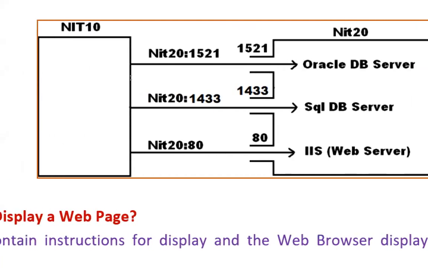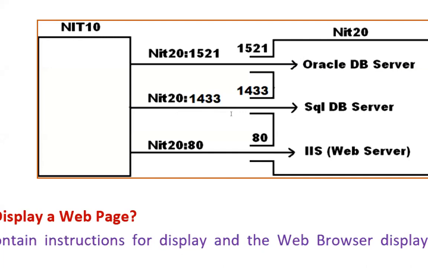Now see, from NIT 10, another computer in the network, I want to connect with SQL Server. How to send the request? See, what is NIT 20? It is the domain name. My computer name is my domain name in a LAN. Did you understand me? In a LAN, your computer name is your domain name. So now, NIT 20 is the domain name, and after the colon comes the port number.